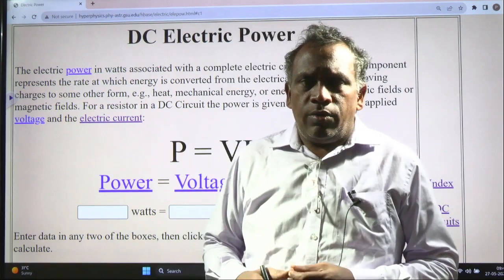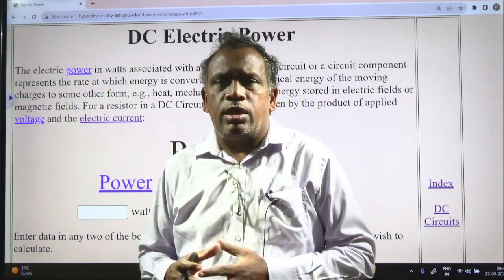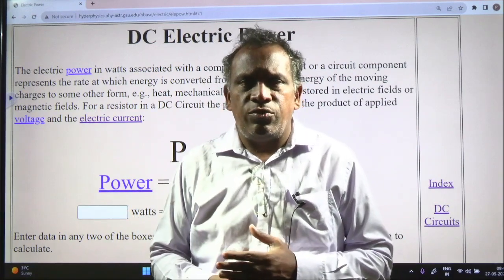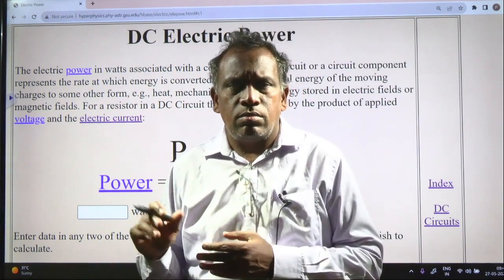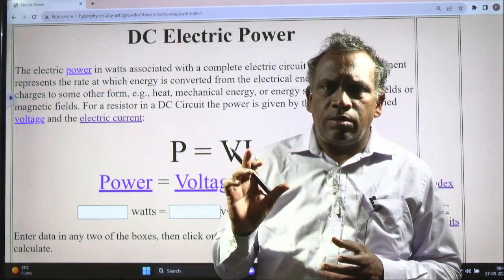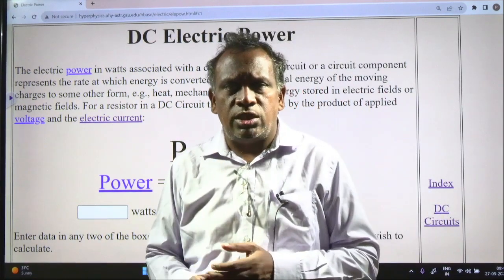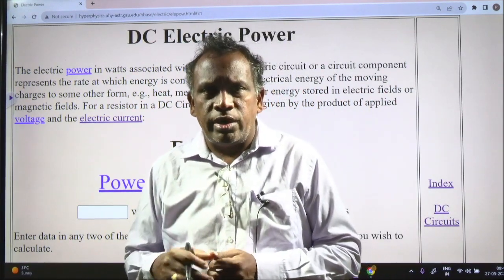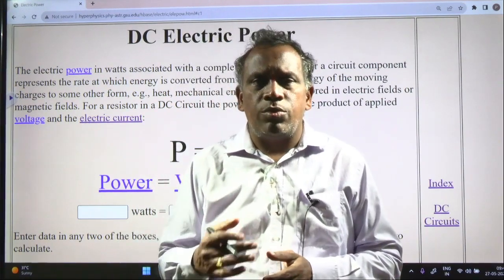In our domestic applications, in day-to-day life, you take a fan, there is a power given in the box, and you take bulbs, there is a power, a 100-watt bulb or 60-watt bulb, etc. These power consumptions are also very important.